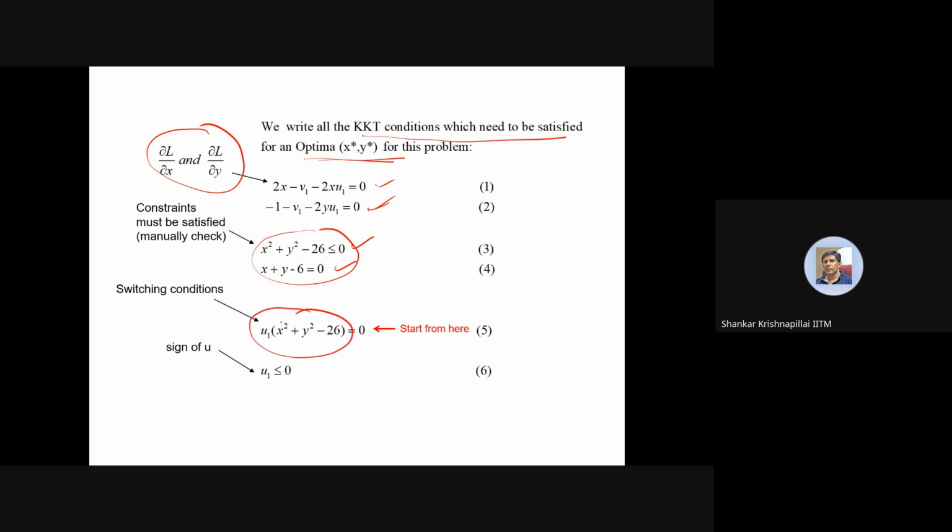Then these are the switching conditions. You have to start from here. The switching condition is for the inequality constraint. The equality constraint is always active. There is no switching condition for the equality constraint. So either u1 equal to 0 or g1 equal to 0, that is x squared plus y squared minus 26 is equal to 0. You have to try both of these. And lastly, the most important is the sign condition. The sign of u must be negative. So let us start from the switching condition and see what happens.